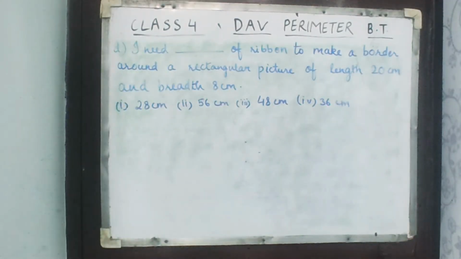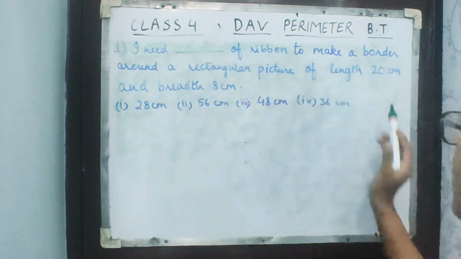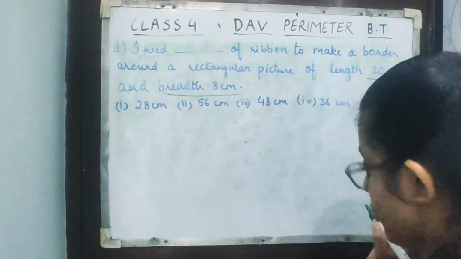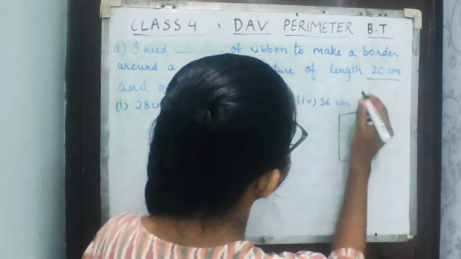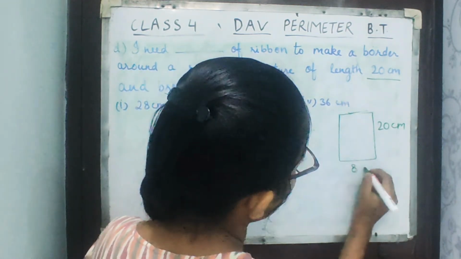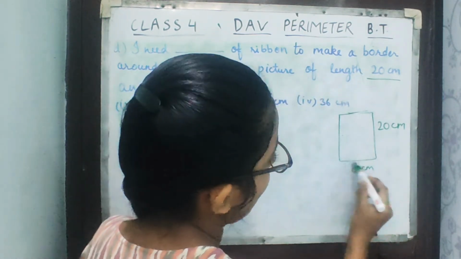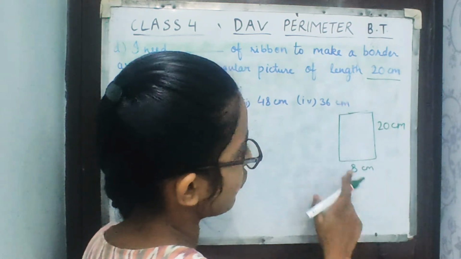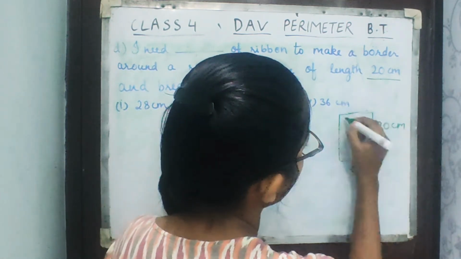Coming to our D question, that is, I need dash of ribbon to make a border around a rectangular picture of length 20 centimeter and breadth 8 centimeter. Okay, so a rectangular picture is there and length is 20 centimeter and breadth is 8 centimeter. Okay, and I need dash of ribbon. So we have to border this picture. So we need a ribbon. Okay, so we have to paste the ribbon here.